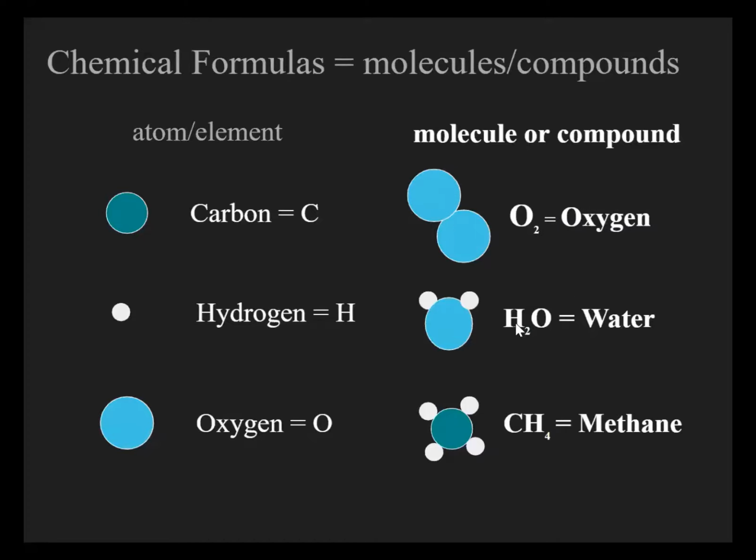So here we have two H's stuck together to an oxygen. They're all stuck together. And here we have 1 carbon, because it doesn't have a number after it. We assume that if it doesn't have a number, it's 1. We have 1 carbon stuck to 4 hydrogens, all chemically attracted together. And those are different molecules.